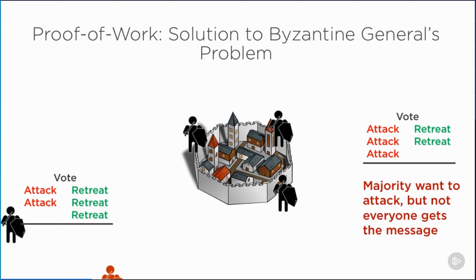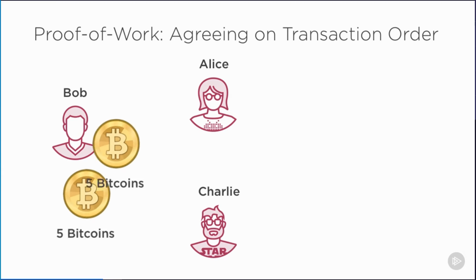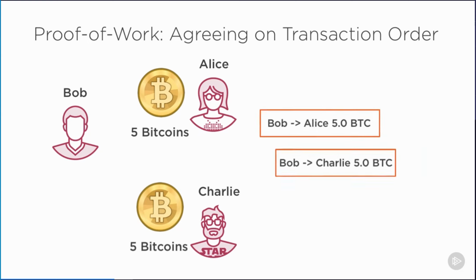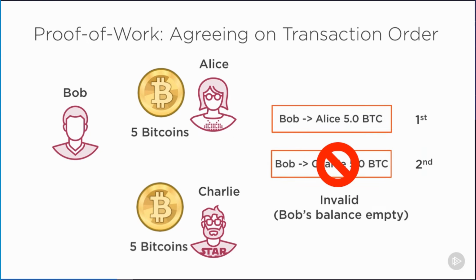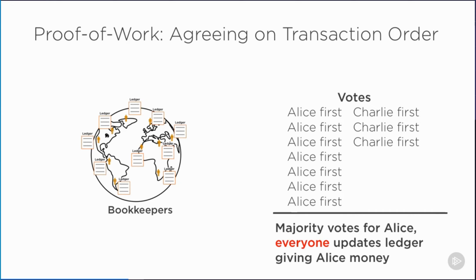In Bitcoin, rather than deciding whether to attack or retreat, the goal is to agree on the order of transactions. Remember that Bob could double spend his money sending 5 Bitcoins to both Alice and Charlie even though he only has 5. It doesn't matter so much whether Alice or Charlie win, just that everyone agrees one has the money. The proof-of-work algorithm provides unforgeable proof of what the majority thinks. There's no way for a malicious user to masquerade as other nodes to vote more than his fair share.